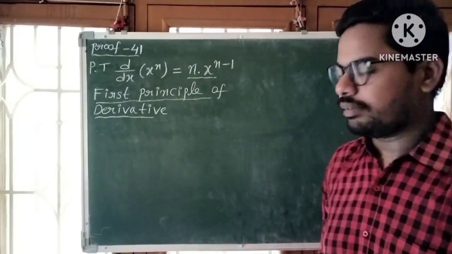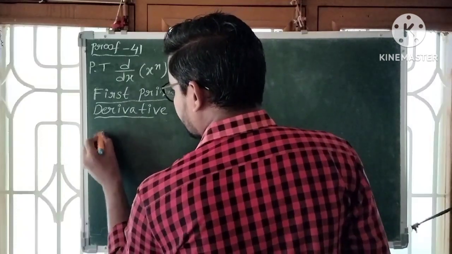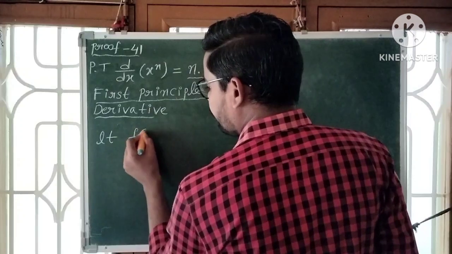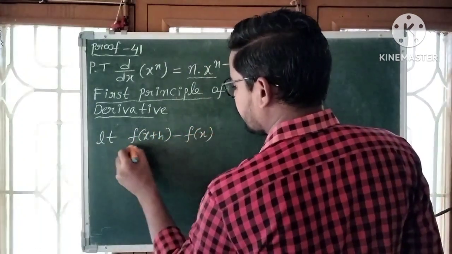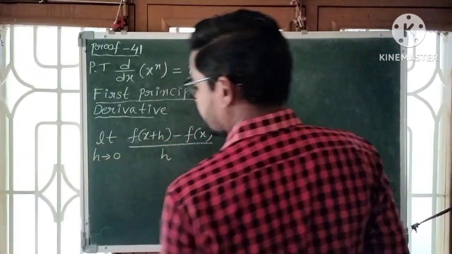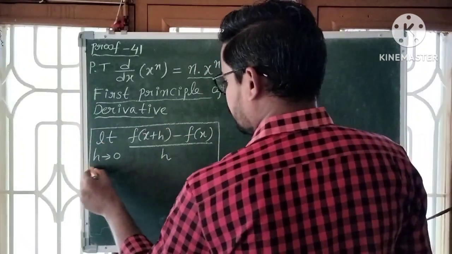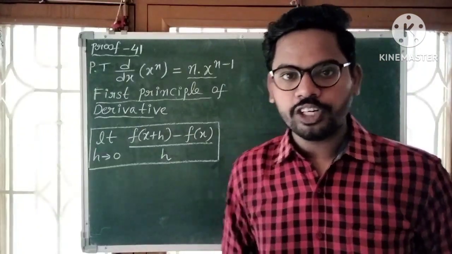Okay, very simple. So first principle of derivative is limit of function f of x plus h minus f of x by h as h approaches 0. So this is first principle of derivative. This expression is called first principle of derivative.